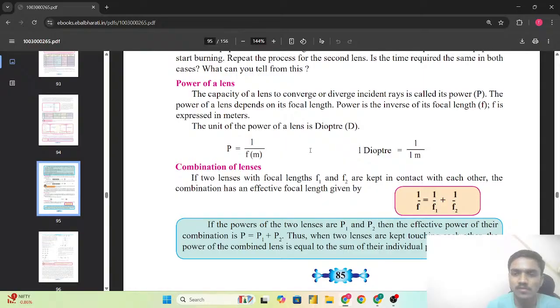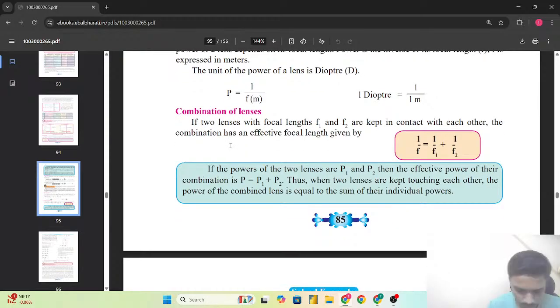As we have seen from the power formula, power is equal to 1 upon focal length in meters. So, as we want to calculate the overall power of a particular combination of lenses, we just add the powers. P equals P1 plus P2. A numerical may be asked on this basis, where the focal lengths of the different lenses will be given, and we have to calculate the overall power of that particular combination of the lenses.